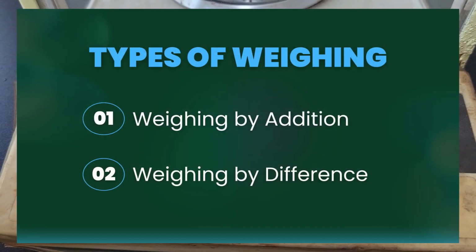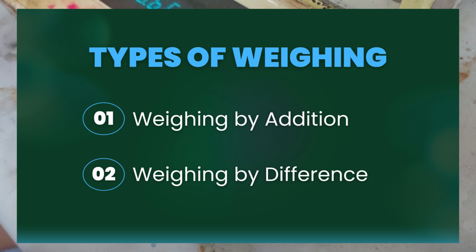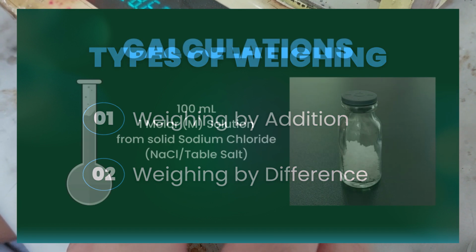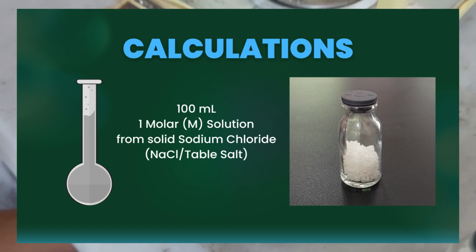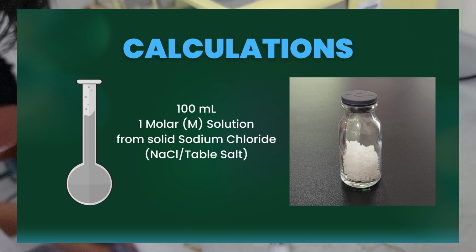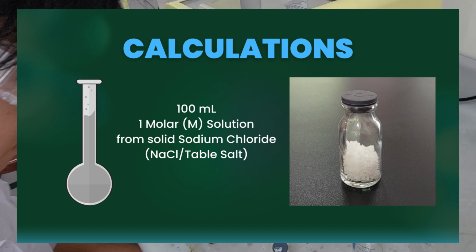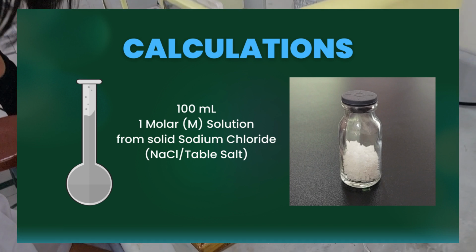To better understand when to use these techniques, we will have an example of preparing a 100 mL stock solution of 1 molar concentration from AR grade sodium chloride. Since we are making a stock solution of a certain concentration, it is best to use weighing by difference to prevent deviations from this value.